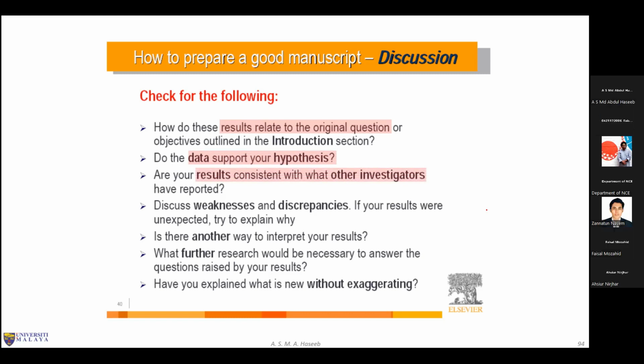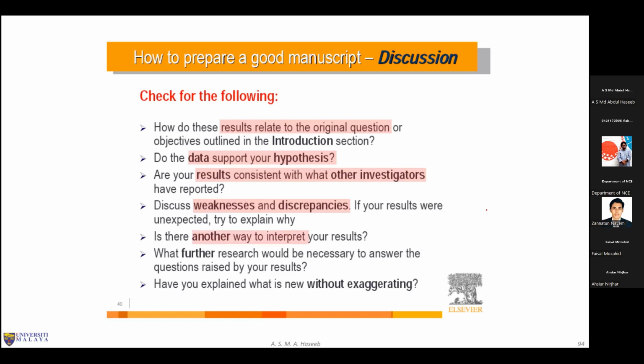How does it relate to the other investigations? If there is any weakness in your own work, in your own technique, you are not supposed to hide them. You have to explain them. And if you do it properly, then it will not be looked at negatively. Rather, it will be looked at positively, that you are honest, you are explaining the drawback, and then you are suggesting how to overcome those drawbacks.